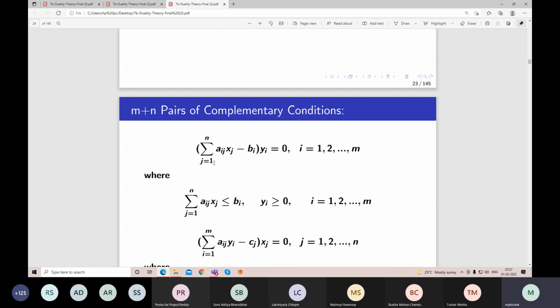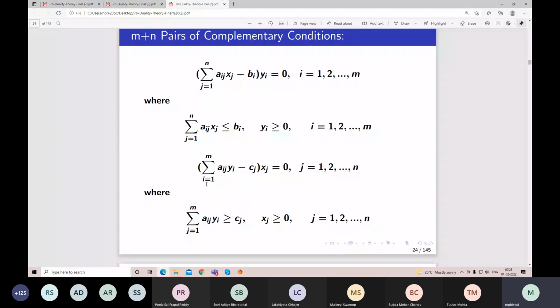What is this? Summation over j varies from 1 to n, aij xj minus bi equal to yi. Actually, on the left hand side we wrote something like si square into yi equal to 0. This is saying something about si square: si square into yi equal to 0. So there are m such pairs. And with respect to this, what is actually given? Summation over j varies from 1 to n, aij xj less than or equal to bi, and yi is non-negative. These are both inequalities.